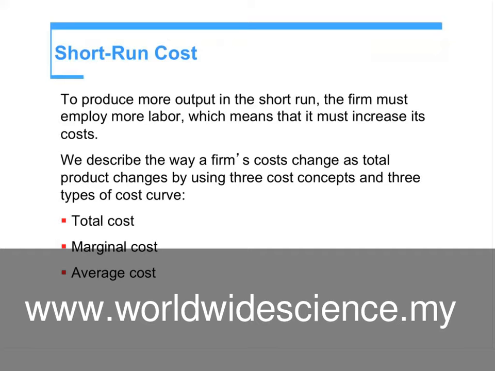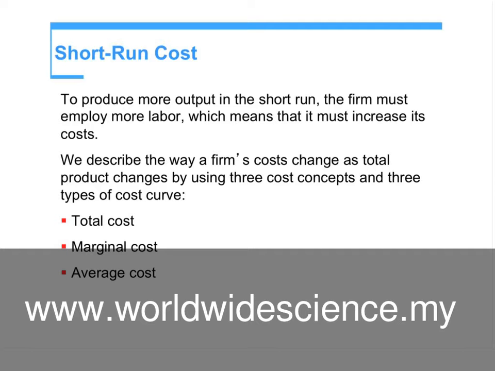So a firm's total cost, we call it TC, is the cost of all resources used. Total fixed cost is the cost of the firm's use of fixed inputs. Fixed costs do not change with output. So we have certain fixed costs, like rental, that is the same. Electricity, it could be variable.